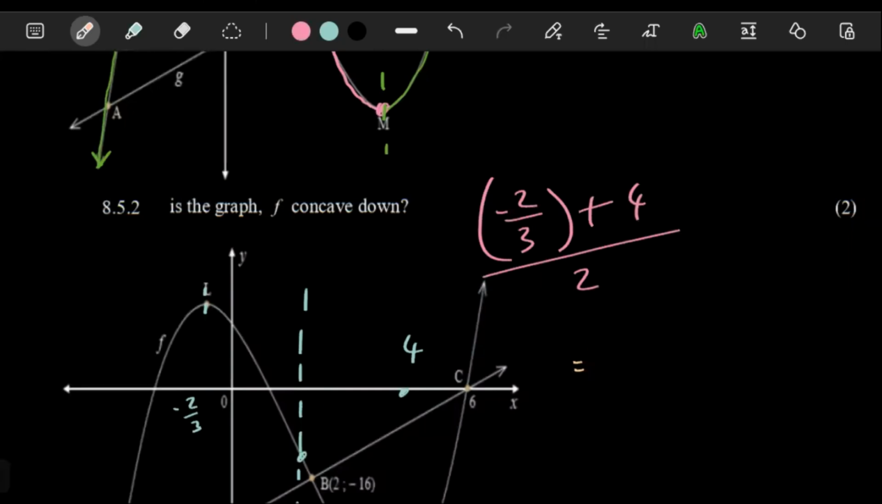So what does that give us in the calculator? 5/3. 5/3. There we go.